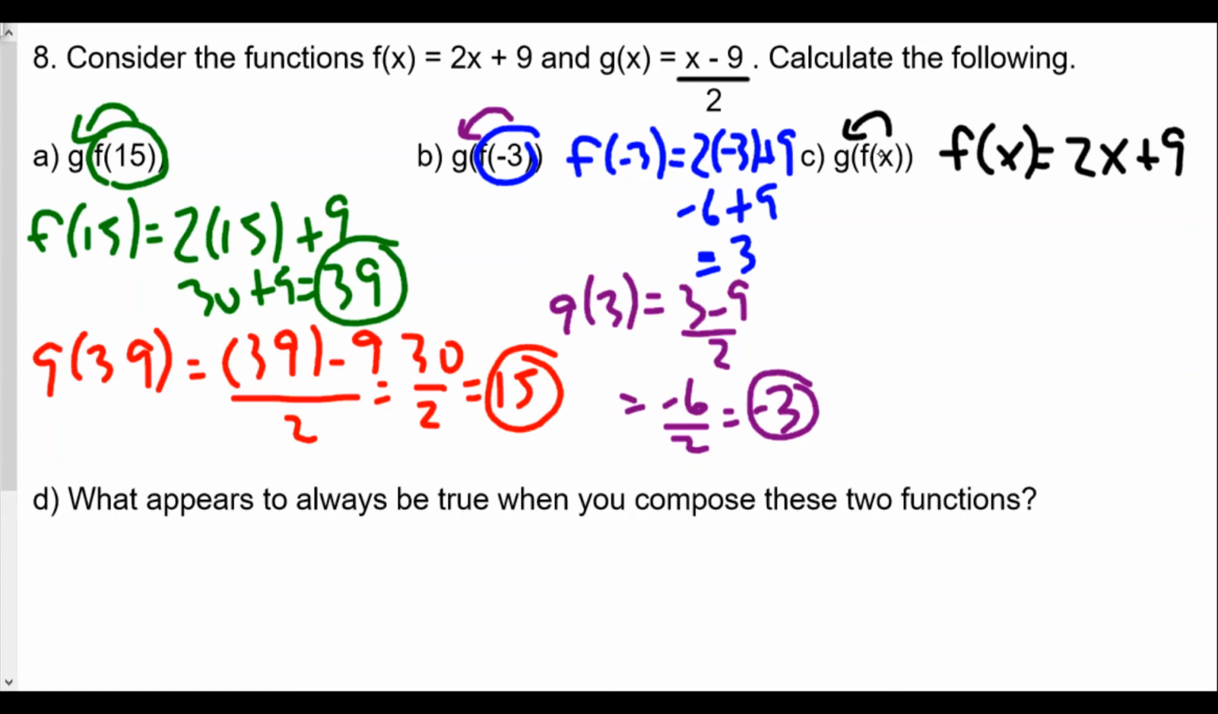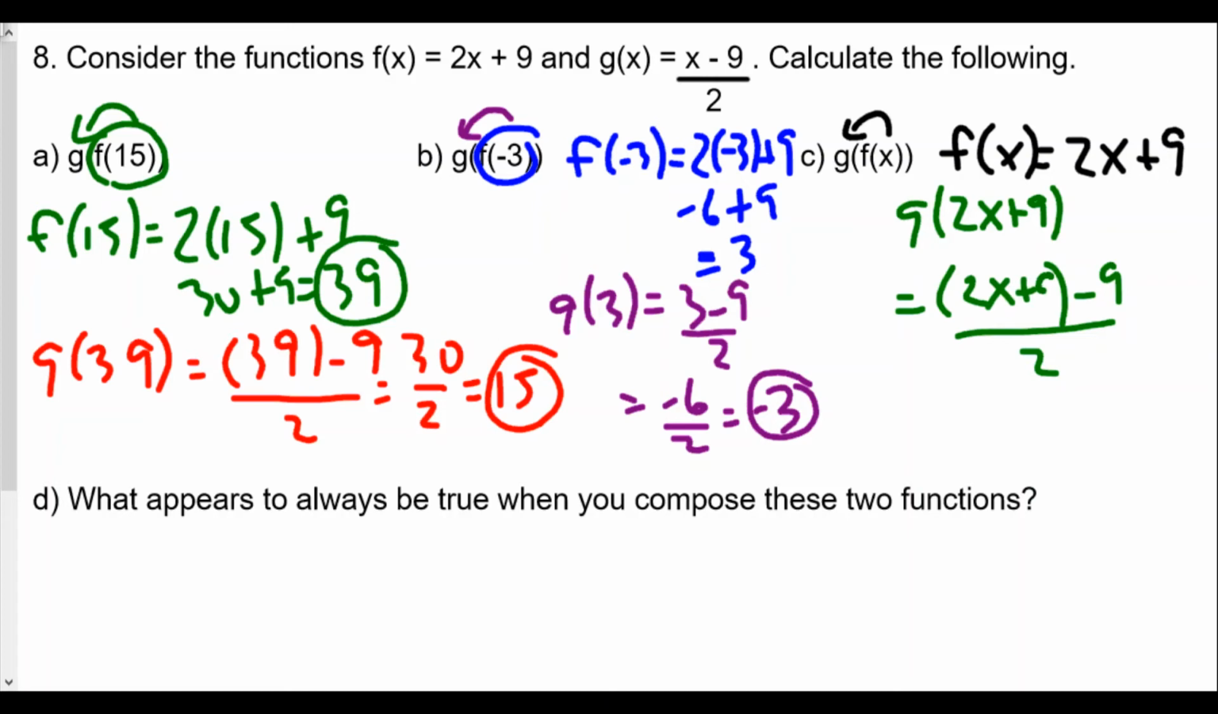Okay, and so now for g, let's make this green. So g of 2x plus 9 is going to be parenthesis minus 9 over 2. Well, we're going to plug in 2x plus 9, but 2x plus 9 minus 9 gives me 2x. Over 2 means x. Interesting. We just get back x.